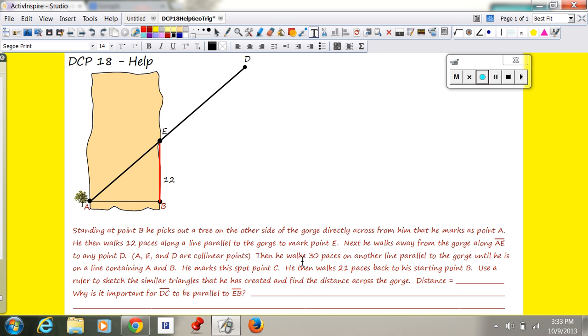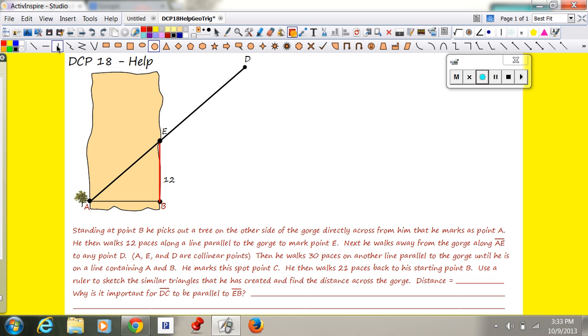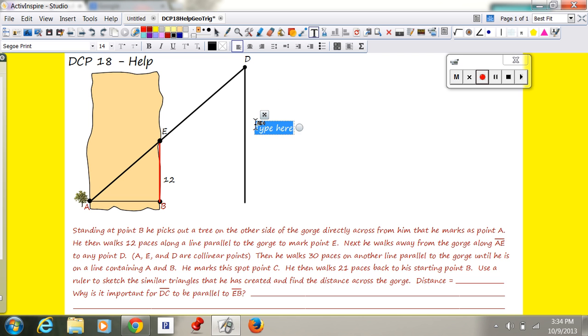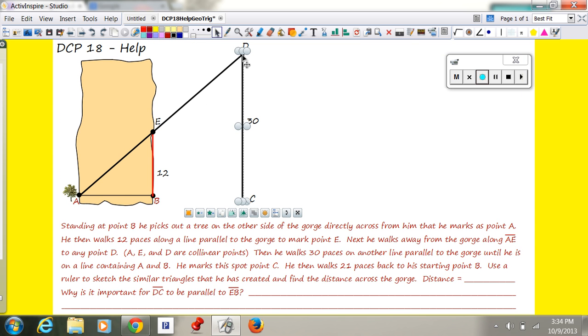Okay, then he walks 30 paces along another line parallel to the gorge. So he's going to come back 30 paces parallel to the gorge, right back here. So this is 30. Until he is on a line containing A and B, he marks this as point C. So this down here is point C, and it's going to be another dot.